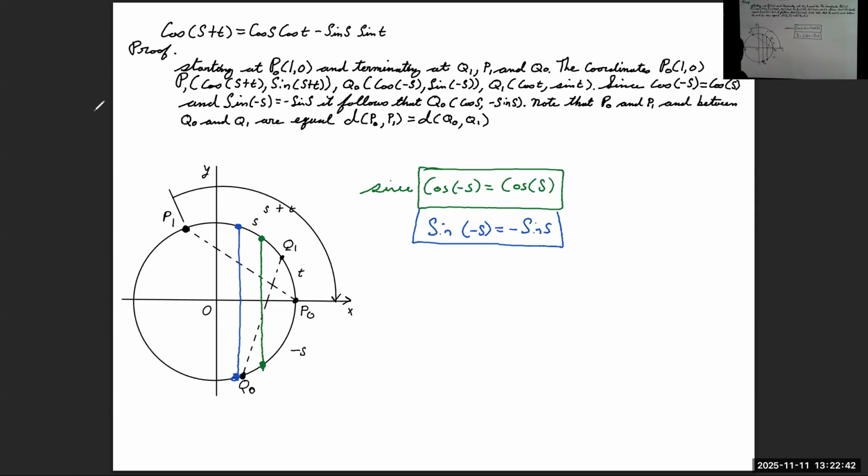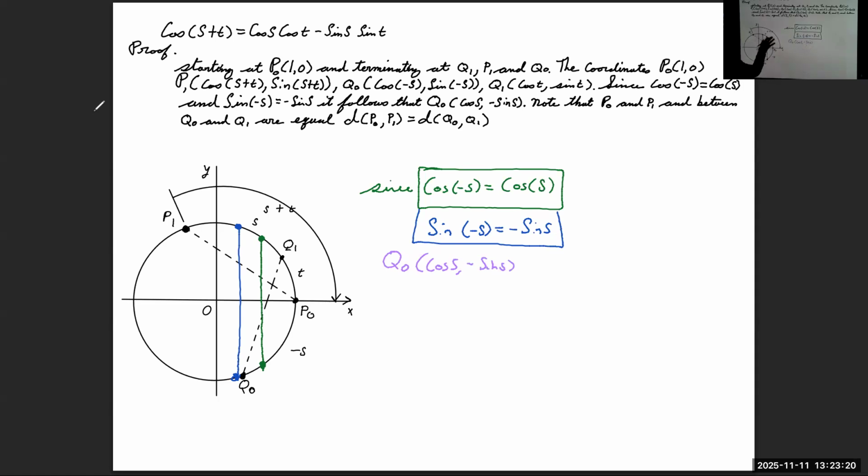Okay, so it follows that Q naught is cosine s, minus sine s. So we can say that. We can say it would be minus sine s. It's the same value, but it's opposite sign because one's in quadrant 1 and one's in quadrant 4. Okay, note that P naught and P1 are in between Q naught and Q1 and are equal.